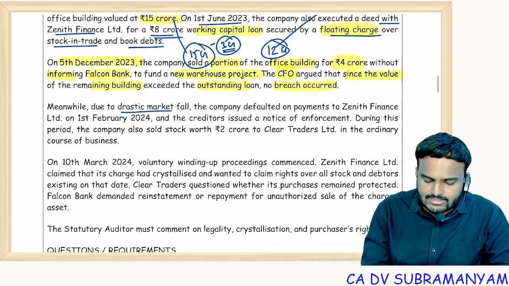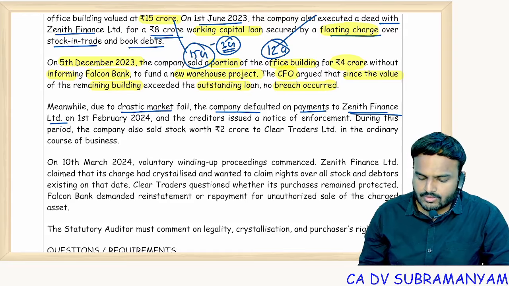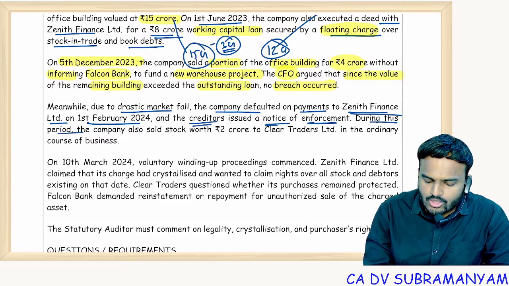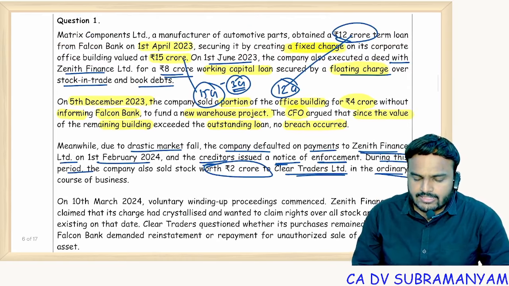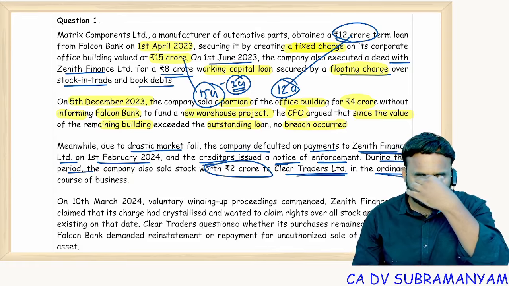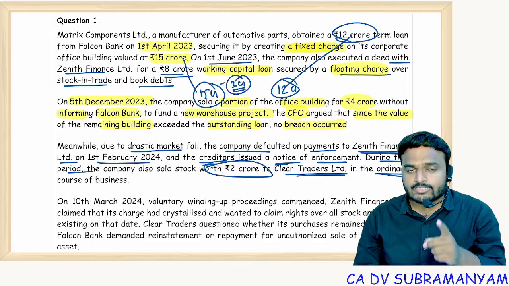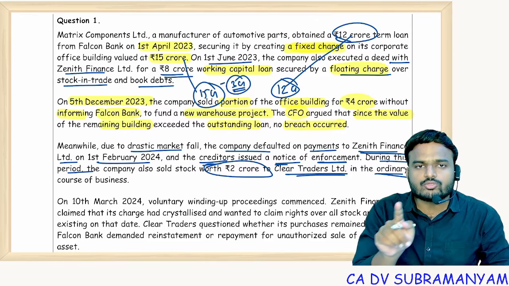Meanwhile, due to a drastic market fall, the company defaulted on payments to Zenith Finance Limited on 1st February 2024, and creditors issued a notice of enforcement. During this period, the company also sold stock worth 2 crores to Clear Traders Limited in the ordinary course of business. See, what type of charge did Zenith create? Floating charge. And what type of charge did Matrix create? Fixed charge. With a floating charge, you are free to deal with the properties, but if crystallization happens, you can't deal with the property. Crystallization means converting a floating charge into a fixed charge.